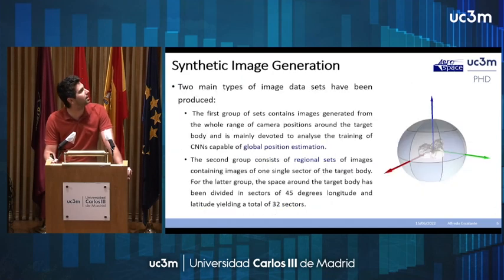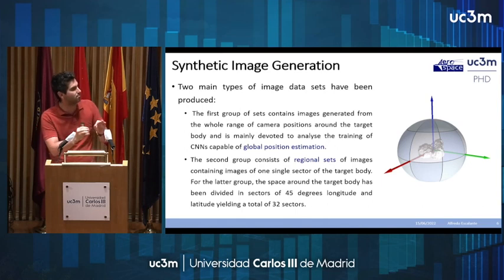So we have produced mainly two types of sets. The first one is suitable for global precision estimation. It consists of positions covering the whole 3D space around the target. And we have also produced a second group which consists of local or regional sets. Each set contains only images from a specified range around the 3D space of the target.